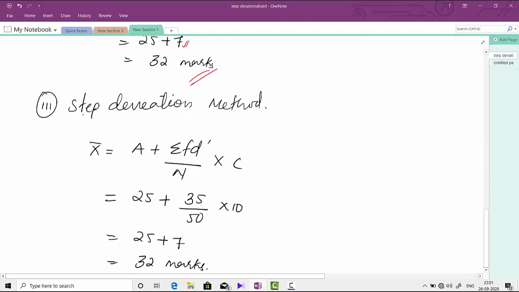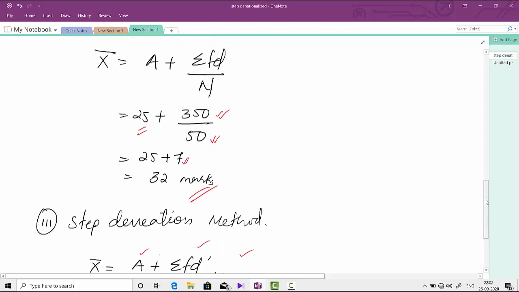For the step deviation method, the formula I've written here is assumed mean plus sigma fd' by n into C. We know the assumed mean is 25, plus sigma fd' is 35, by n, that is 50, the sum of the frequency, into C, which is 10. So 35 into 10 is 350, and 350 divided by 50 is 7. Then 25 plus 7 is 32.